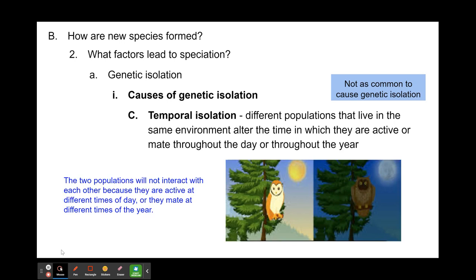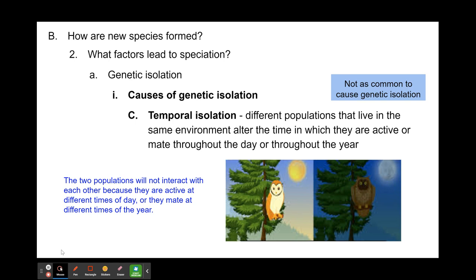Something similar can occur with temporal isolation. Let's say we have two populations of owls that are part of the same species and live in the same region. The owls have predators, but one population's predator is nocturnal and the other diurnal, or awake during the day. This is a selective pressure. To avoid their predator, one population begins to sleep during the day and be more awake at night.